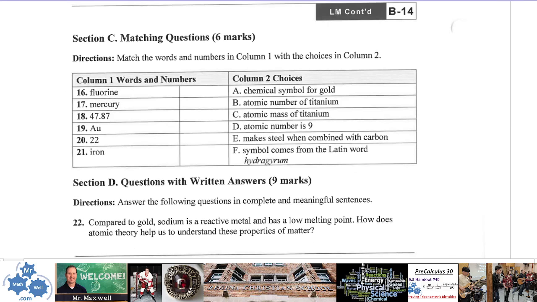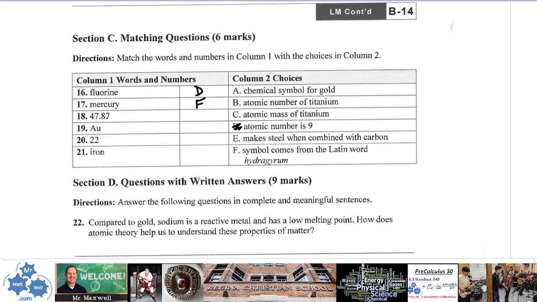All right, section C, matching. 16, fluorine. What would you say is the correct response for fluorine here? D is correct. Its atomic number is 9. It's number 9 on the periodic table. What about mercury? The symbol comes from the Latin word hydrargyrum. Yeah, sure. F, I like it. Not sure if I said that right.